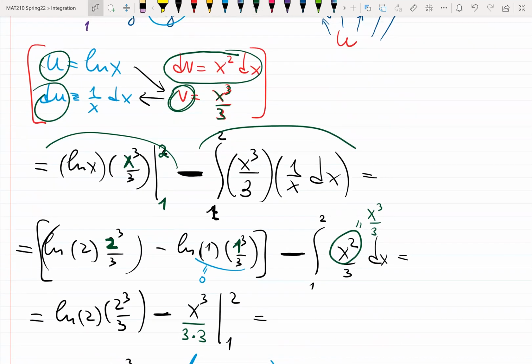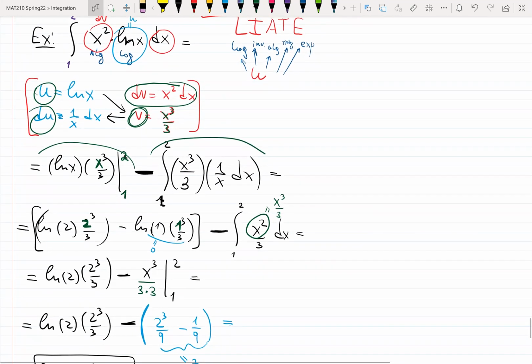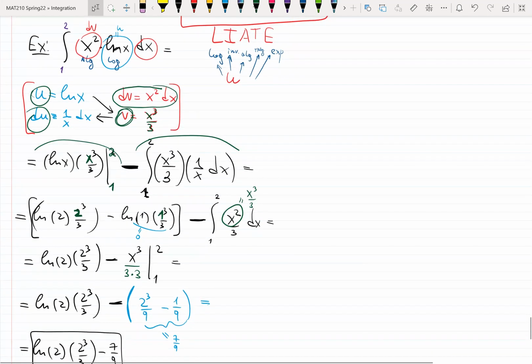Does that answer the question? There are too many places that have x squared over 3, so I don't know which one you're asking. So that's just a guess. Let me know. Integration by parts. Okay, keep looking. Let me know. And I will do it.